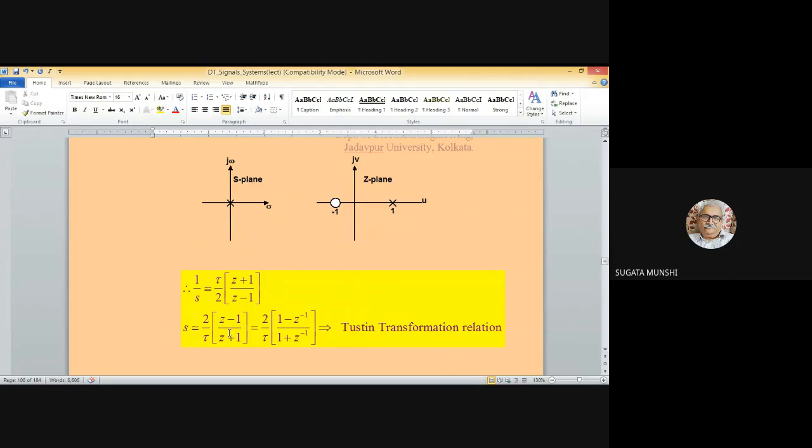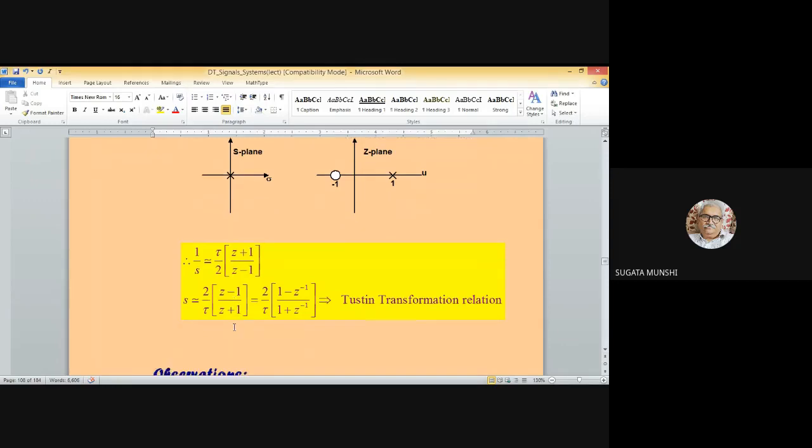Why is it called bilinear transformation? Because in this transformation relation, both in the numerator and denominator, you have a linear function of Z. The numerator as well as the denominator is linearly related with Z. So that's why it's called bilinear transformation. So that was about the discrete time differentiator and discrete time integrator.